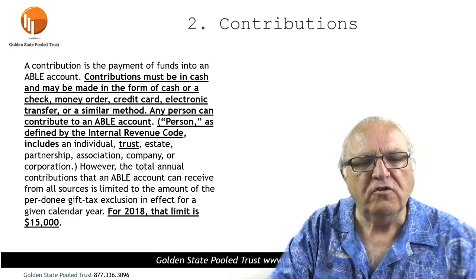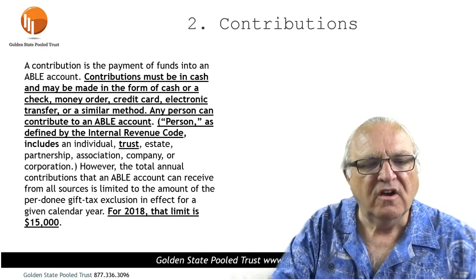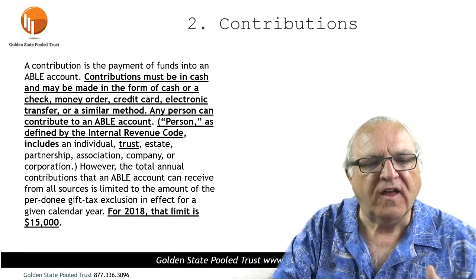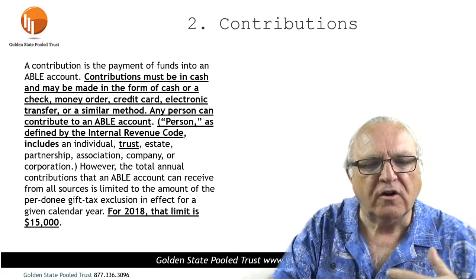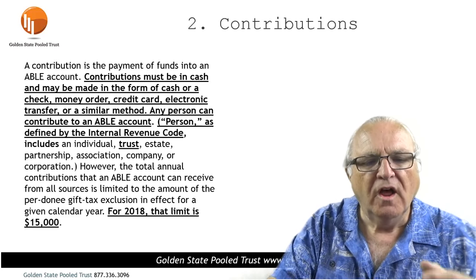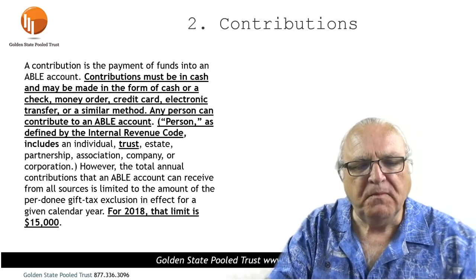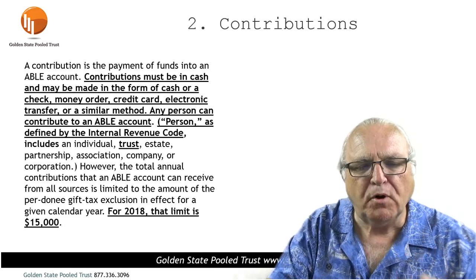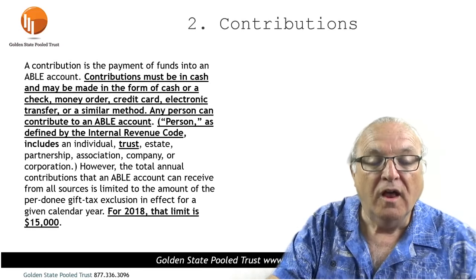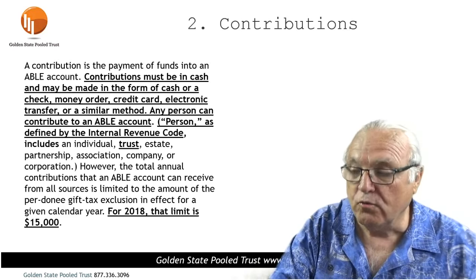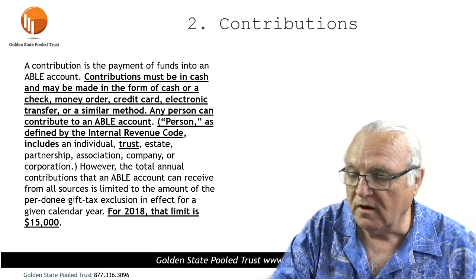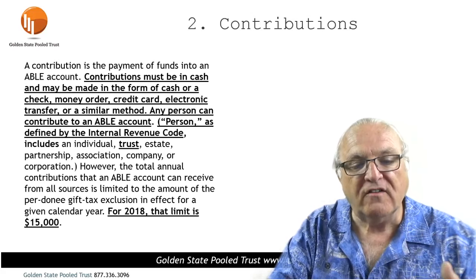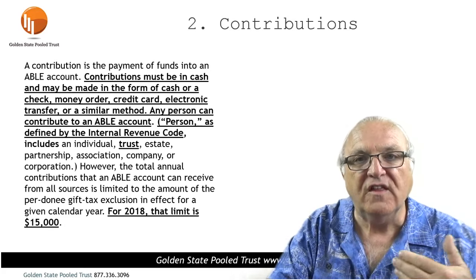So contributions have to be in cash and may be made in the form of cash or a check or money order, credit card or whatever. And it has to be made by a person, but a person, according to the IRS code, does include a trust. So that's certainly relevant to our viewers here. And for 2018, that limit is $15,000.